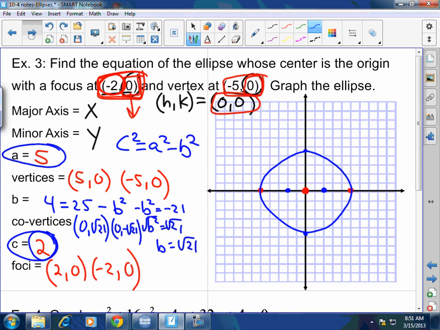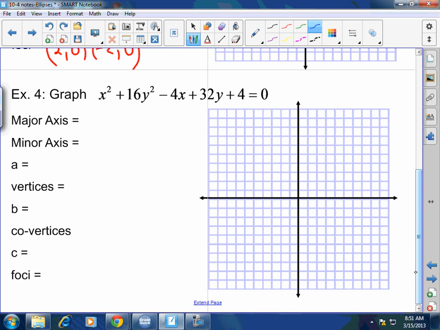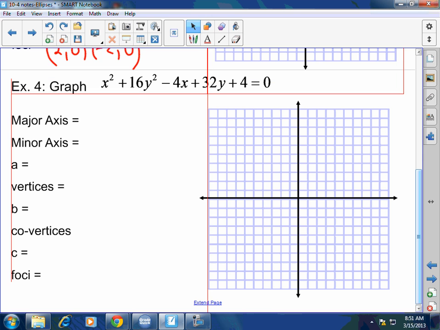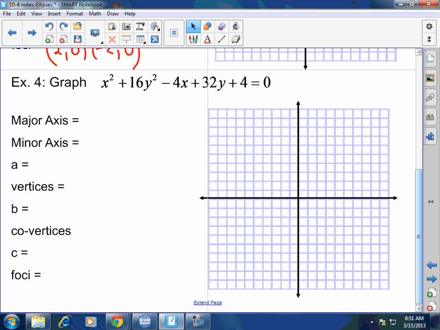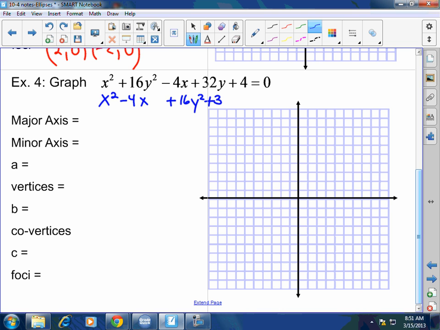Okay. Next is below. Our favorite. Well, we have to complete the square. Now this time when we're completing the square, guys, remember we want this equation to equal 1 at the end. So first things first, collect my x's together: x squared minus 4x. Collect the y's together: 16y squared plus 32y. Send any constants to the other side.